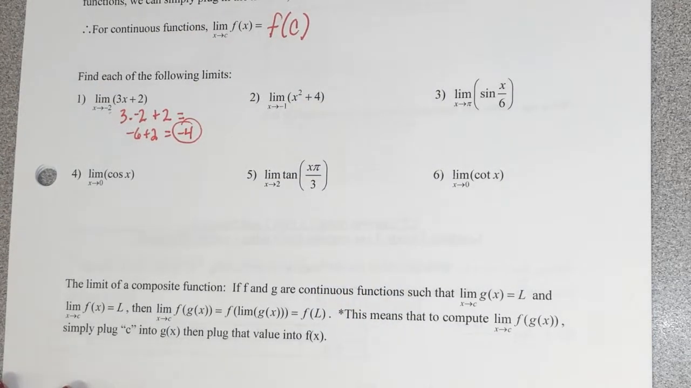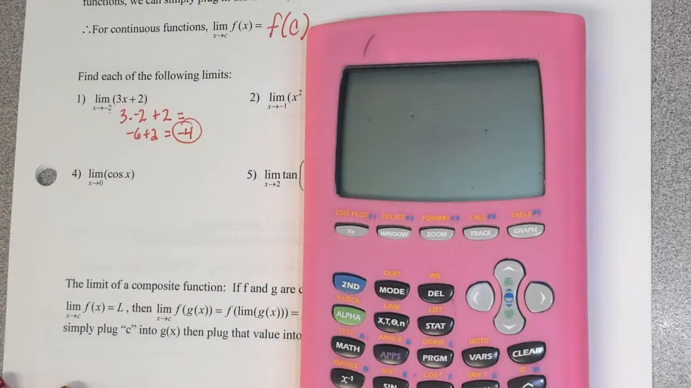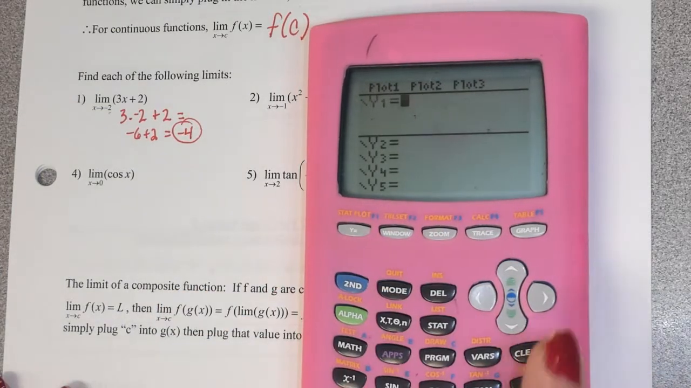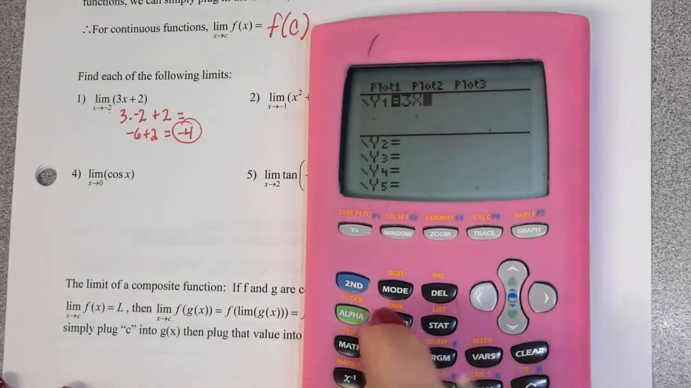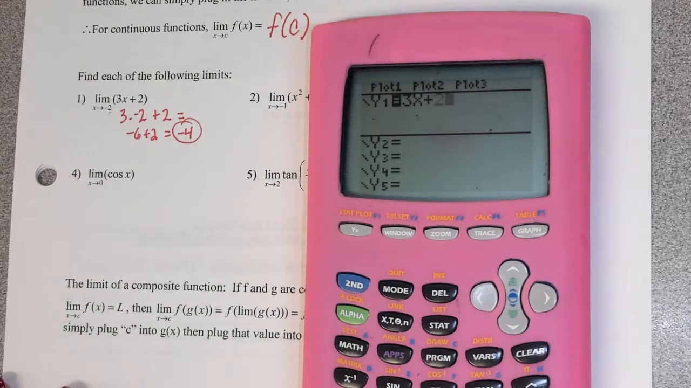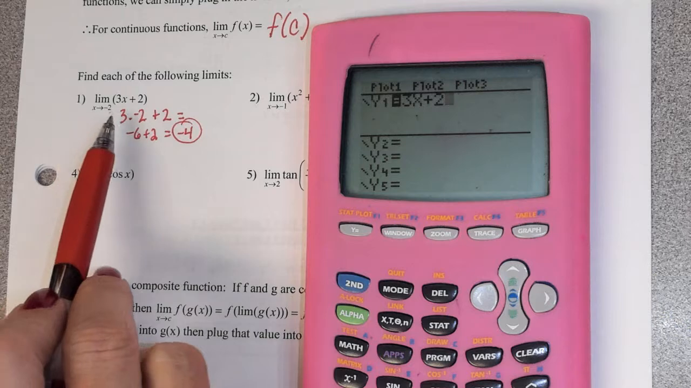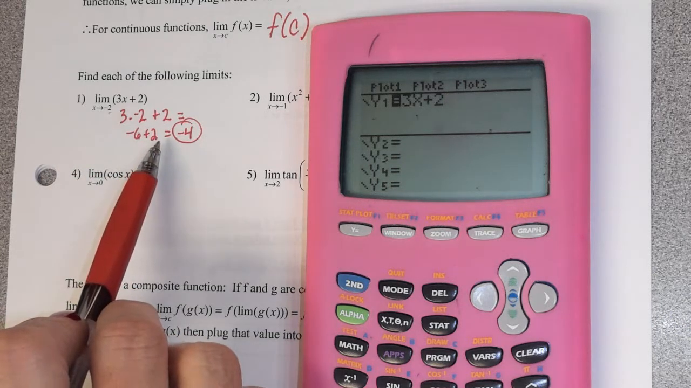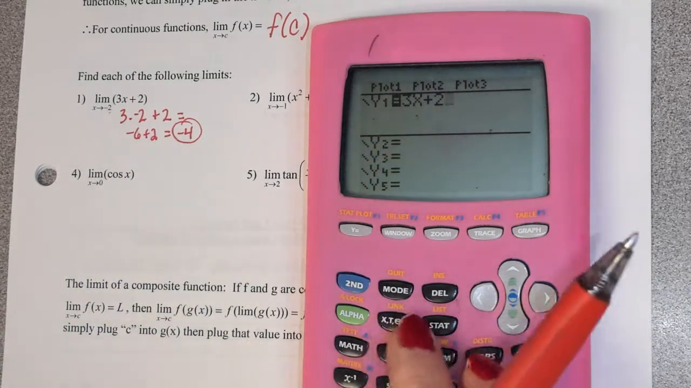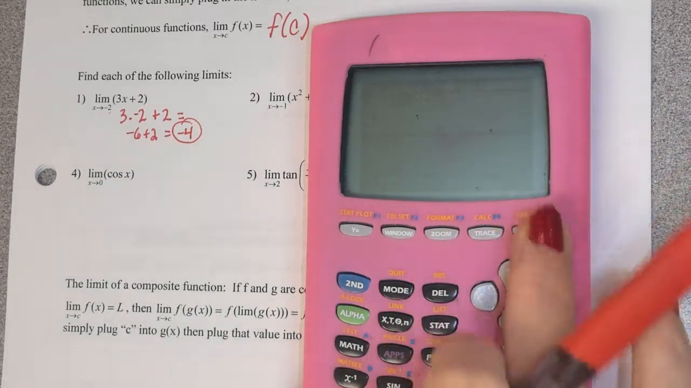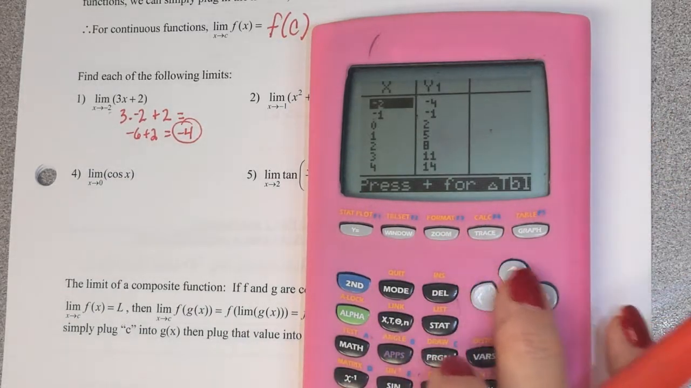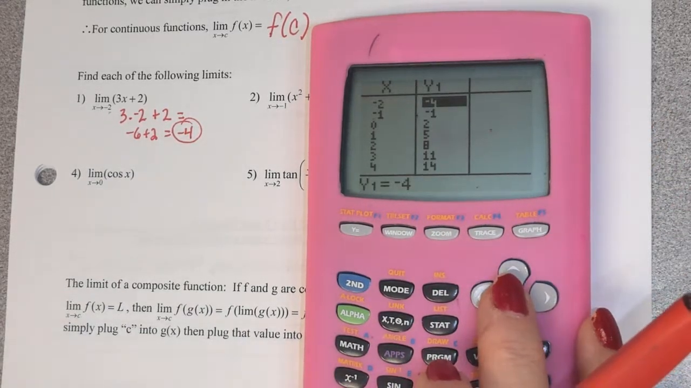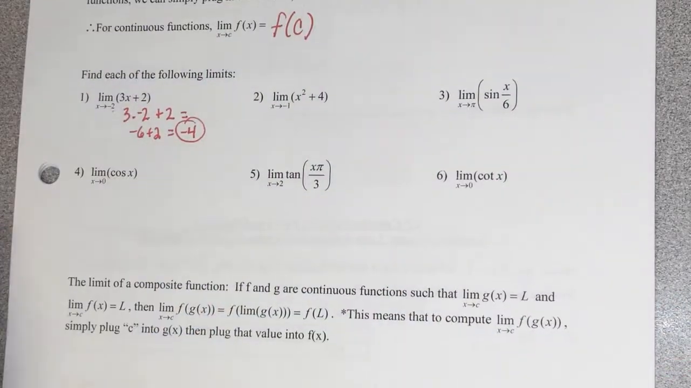Very straightforward. If you didn't know it, you could even use your calculator. Some of you don't use your calculator enough. Some of you use it too much. Most of you use it just right. But on a problem like this, it's not really necessary to use the calculator. But if I want to, I can look at my table. And all I have to do is say, when x is 2, what's y? Negative 4. I don't even have to do anything.